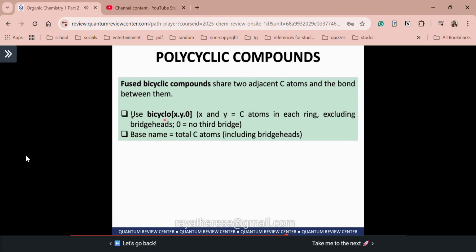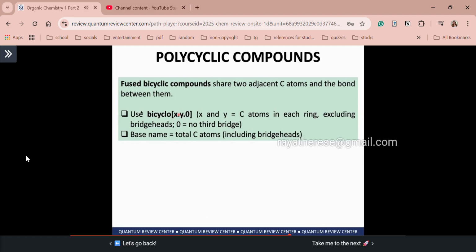Let's see. Here, our prefix, recall for spirocyclic? Spiro. For bicyclic, of course, bicyclo. Inside our bracket, we have x.y.0. Class, because this is a fused bicyclic, it's always 0. Again, this is a constant. So the x and y are the only numbers here that will change upon structural analysis. And x and y are the C atoms in each ring, excluding the bridgeheads.